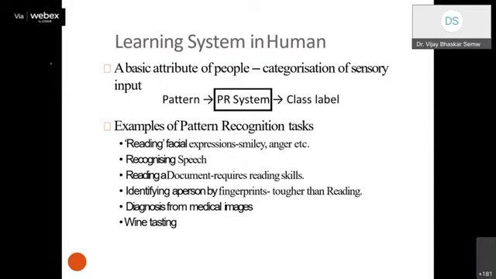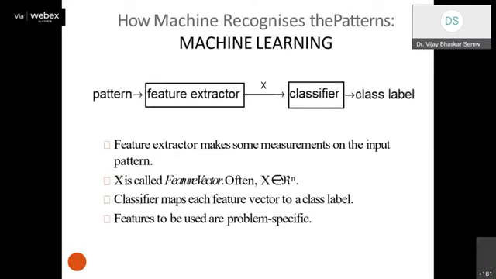Next is identifying a person by fingerprints. Like you have different biometric things, whether it is gait-based biometrics or this one, you identify through the fingerprint. Then there is diagnosis from medical images. Yesterday I gave an example of cancer detection, whether it is malignant or benign. Based on this, you can diagnose whether a patient is mildly affected or something, and then wine testing or some other testing.